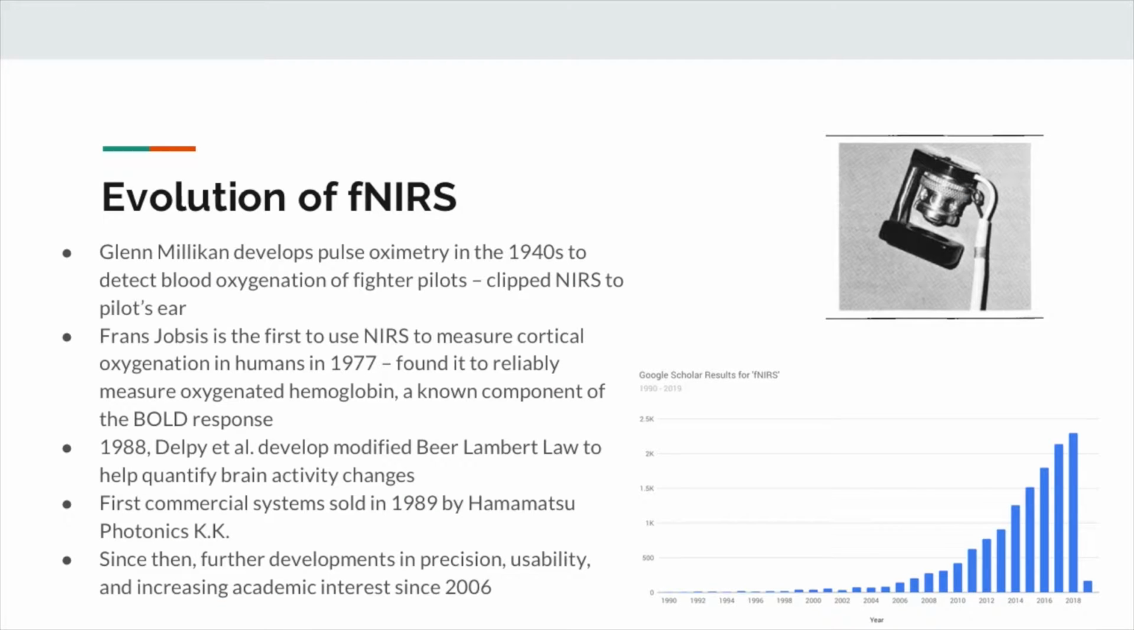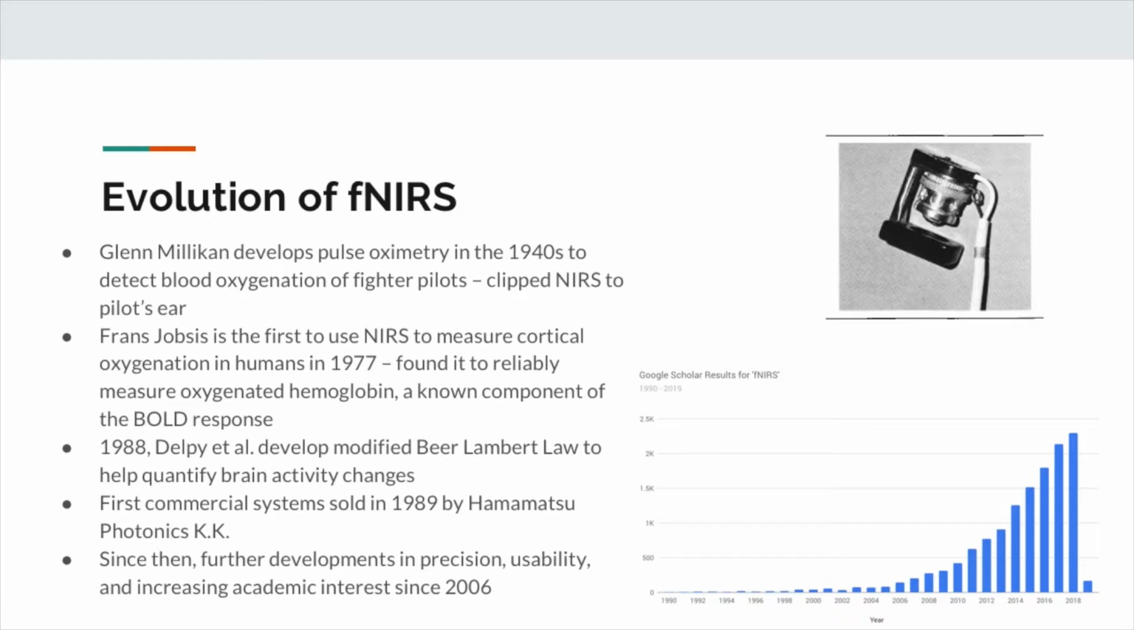Some evolution of fNIRS. It's thought of as a relatively new technology. It's based on infrared spectroscopy, which is, of course, very familiar to anyone who's a chemist. The first medical use of infrared spectrometry was from Glenn Millikan in the 1940s, when he developed a blood oxygenation device that would clip to fighter pilots' ears, because during World War II, they would be pulling so many G-forces in dogfights that they would pass out and then crash. And so they wanted a way to deliver oxygen to pilots before they passed out. So they had this oximeter that you could clip to someone's ear, and it could detect when oxygen was getting dangerously low.